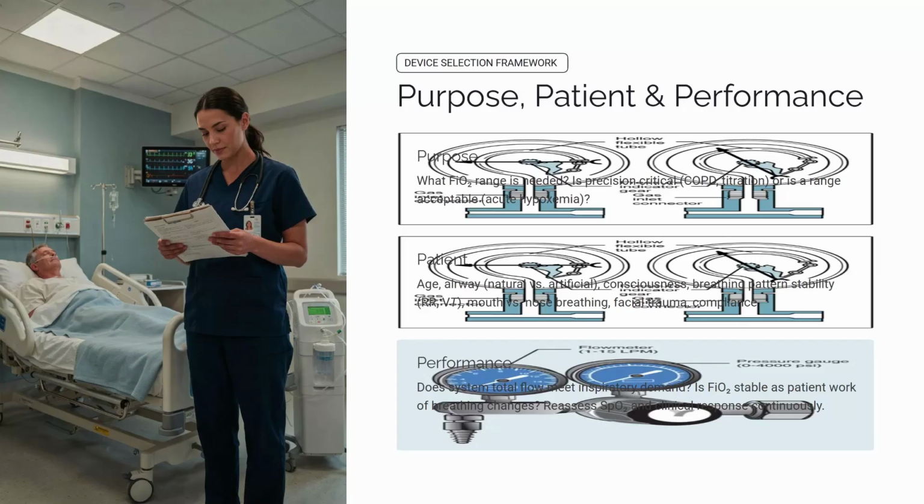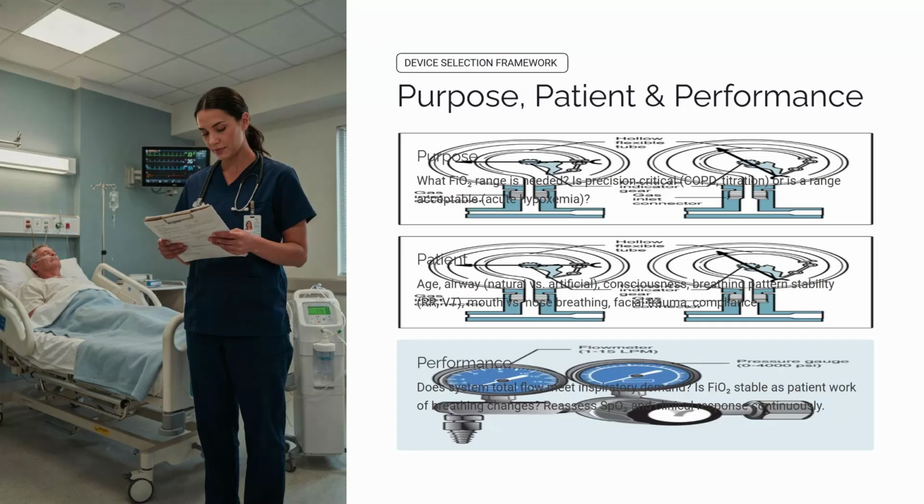Every time you're choosing a device or deciding whether to change one, you're really asking three questions: the purpose, the patient, and performance. Purpose comes first. What's the oxygenation goal for this patient? And what FiO2 do they actually need to get there? Sometimes the goal is simple: nudge a stable patient's oxygen up a few points. Other times it's urgent: get a severely hypoxic patient's saturation up right now and safely. Purpose sets the target, everything else has to hit.